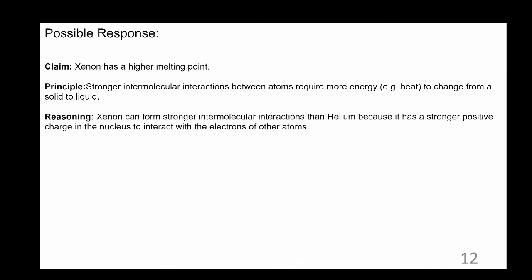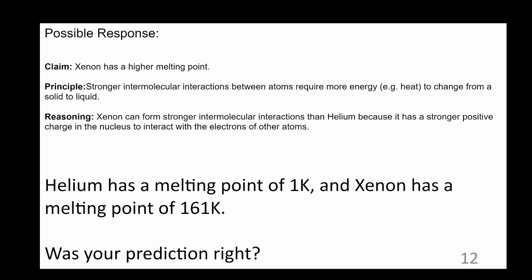As an example response, you could say something like, the boiling point increases as the strength of the interaction between particles increases. When the interactions are stronger, more energy or heat is needed to overcome the interactions and turn a solid into a liquid. Helium actually has a melting point of around 1 Kelvin, and xenon has a melting point of around 161 Kelvin. Was your prediction correct?